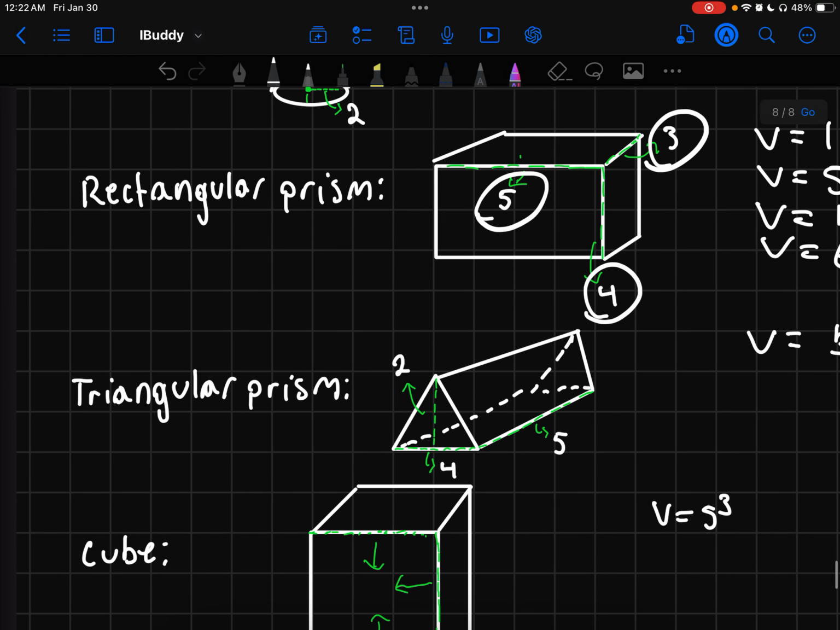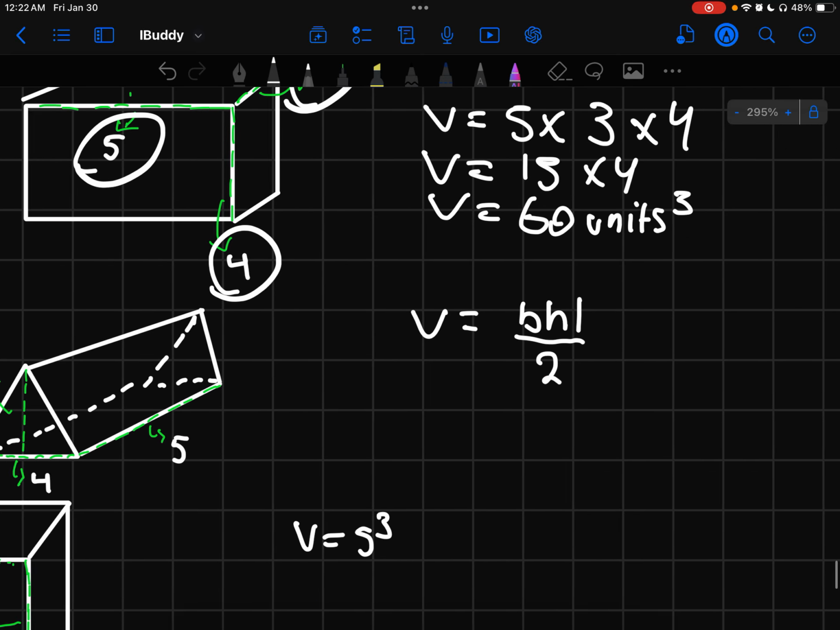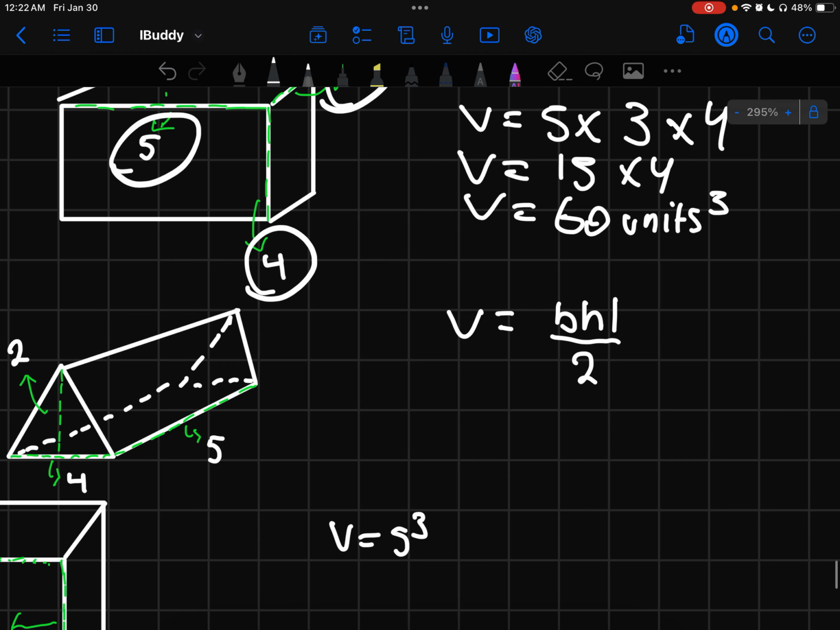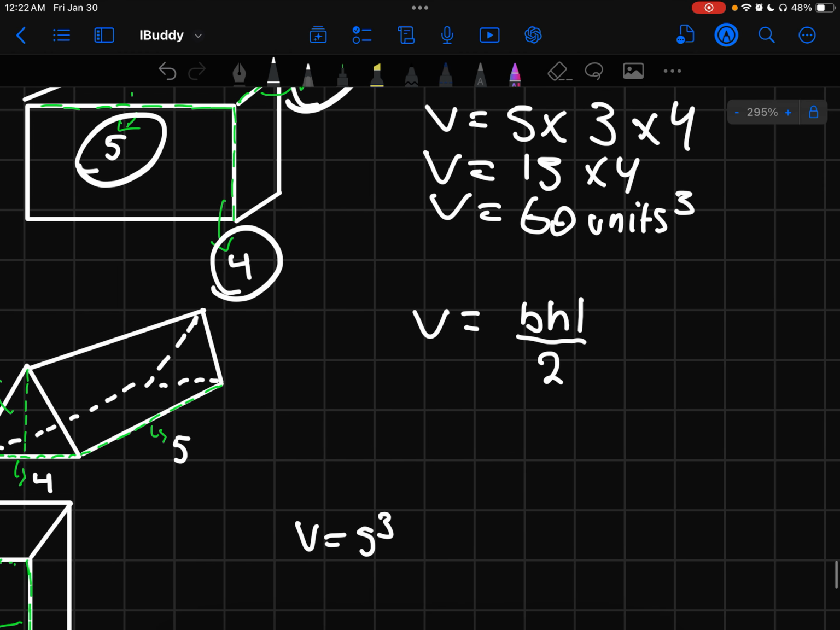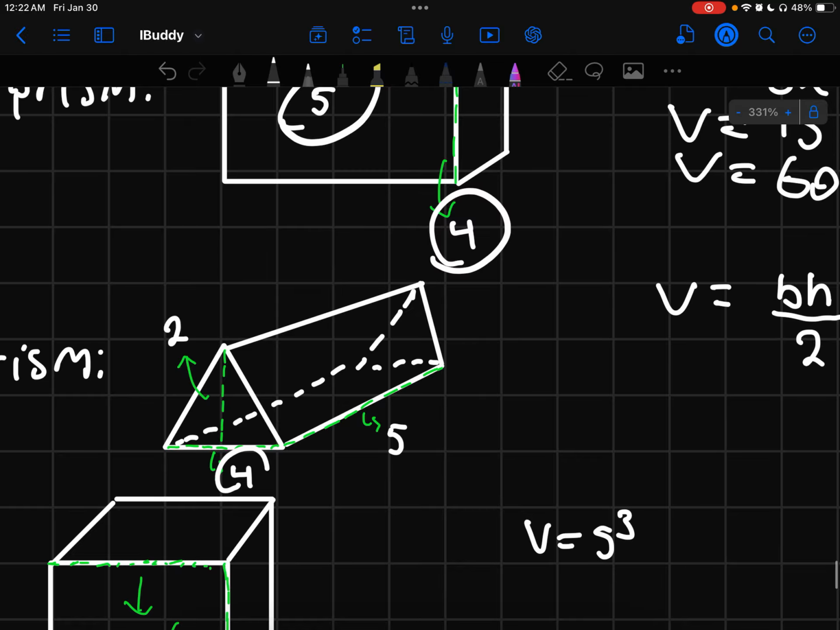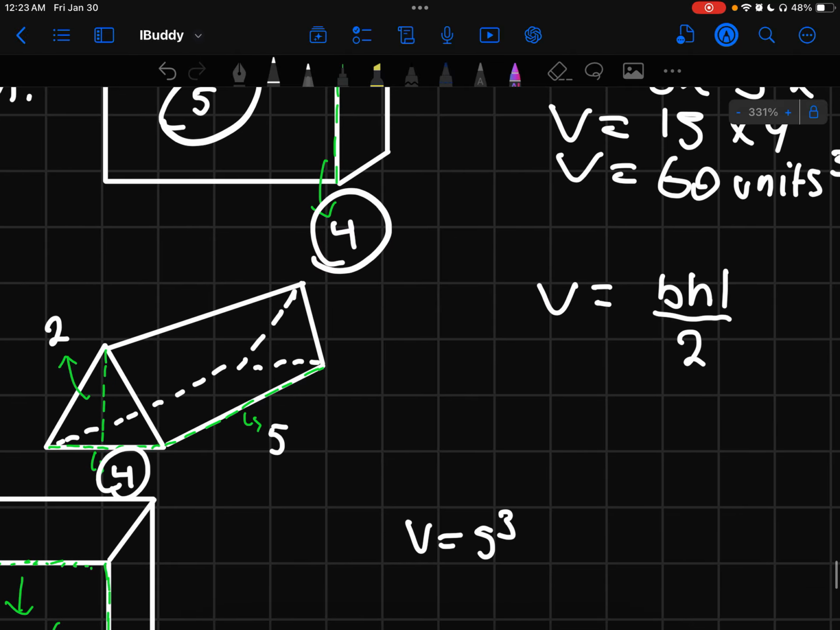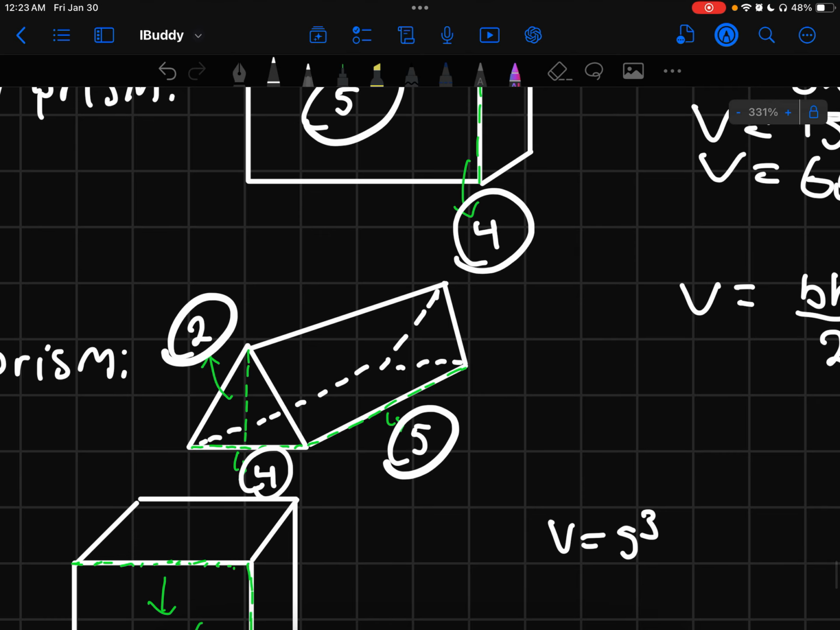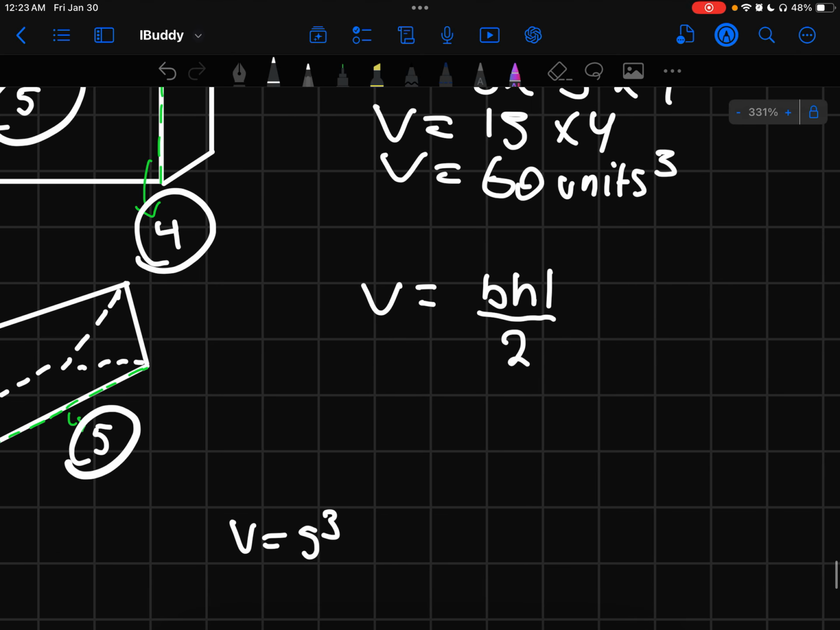Now moving on, a triangular prism. The volume formula for this is the volume is equal to base times height times length divided by 2. So we can see that 4 here is the base, 5 is the length, and 2 is the height. So we can plug this into the formula.